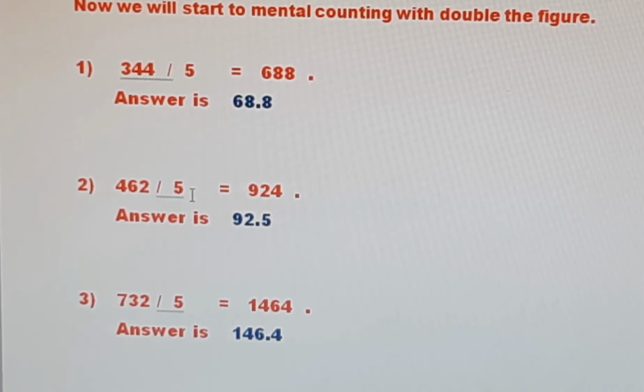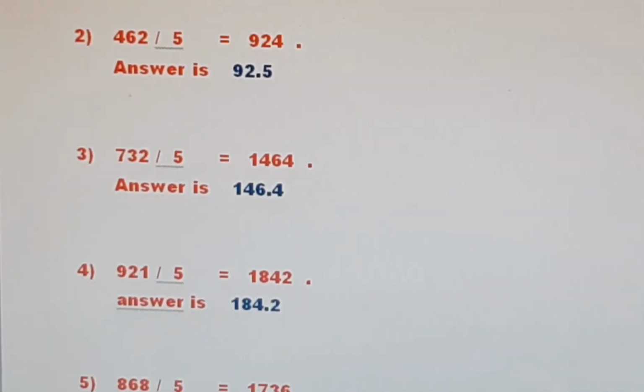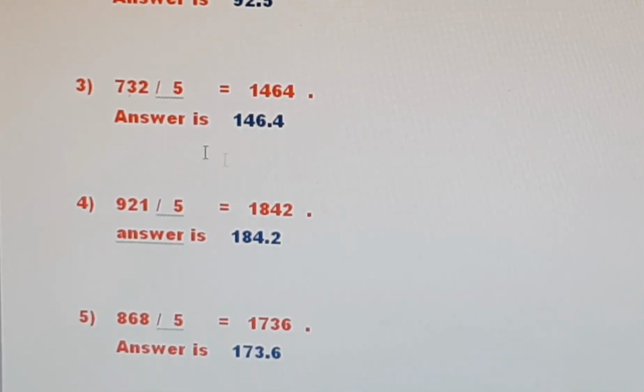462 divided by 5. You have to double the figure. Double of 2 is 4, double of 6 is 12. So you have to put number 2 here and the carry forward number will come here. And double of 4 is 8 plus 1 is 9. Your answer is 92.4. Now we will go to a further example.